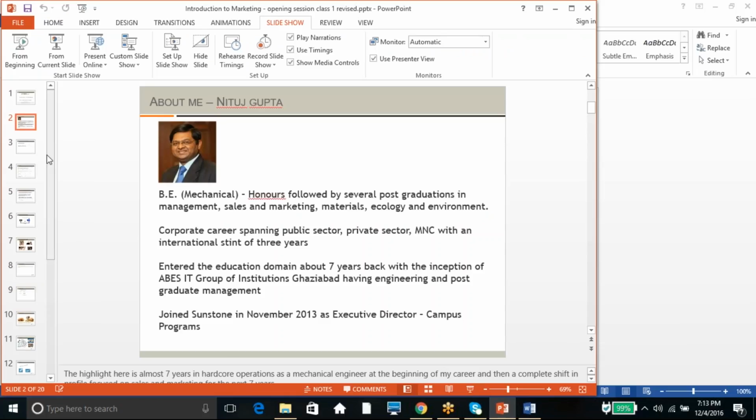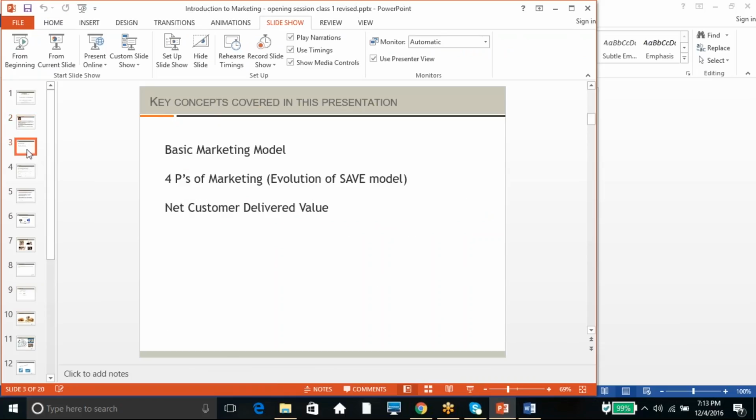What we intend to cover in this particular session is the basic marketing model, the four P's of marketing, and understand the evolution of the SAVE model and net customer delivered value. So this is what we will cover in today's session.